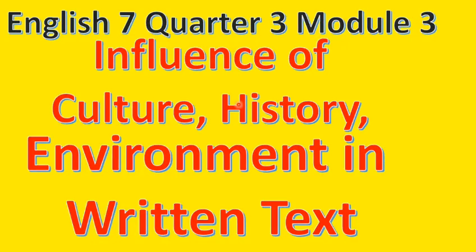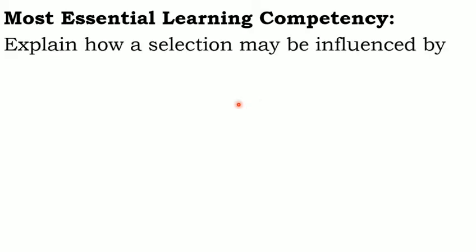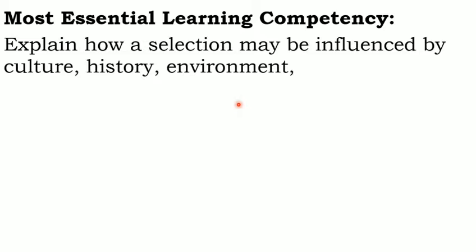Today I'm going to give you another educational video that is intended for English 7 Quarter 3 Module 3 entitled Influence of Culture, History, Environment, and Written Text. Alright, the most essential learning competency in this video is this. Explain how a selection may be influenced by culture, history, environment, or other factors.